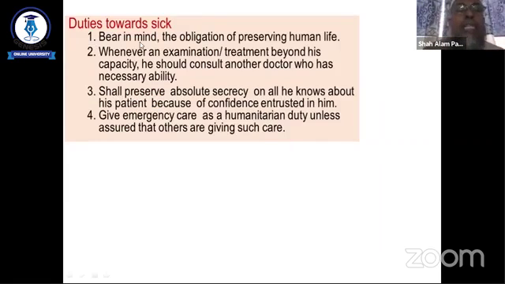Doctor's duty to the sick. Bear in mind the obligation of preserving human life. Whenever an examination or treatment is beyond the doctor's capacity, he should consult another doctor or refer to a proper place, proper person. Shall preserve absolute secrecy on all he knows about his patient because of the confidence entrusted to him. Give emergency care as a humanitarian duty unless assured that others are giving such care.